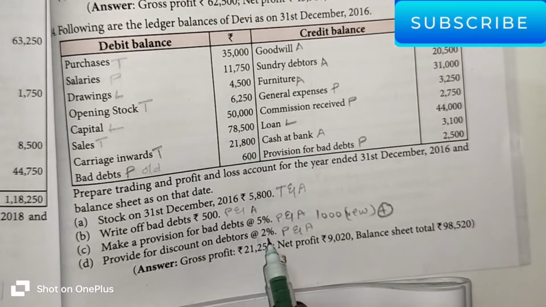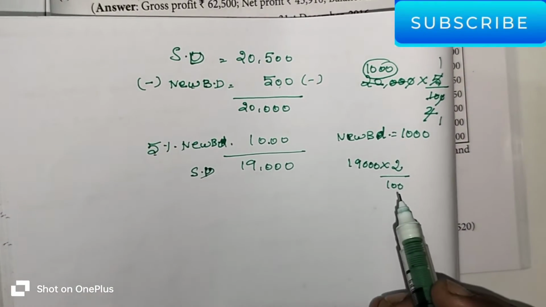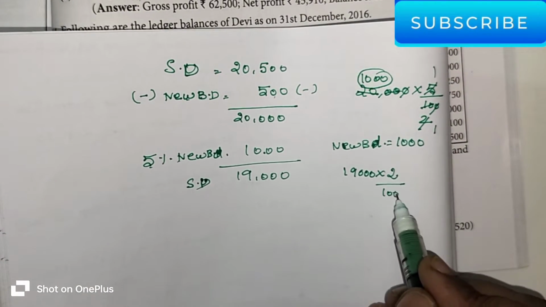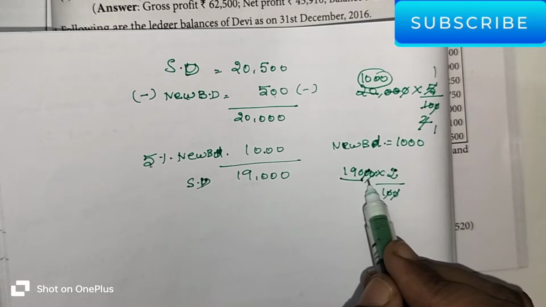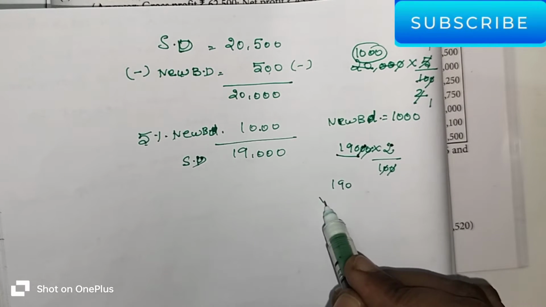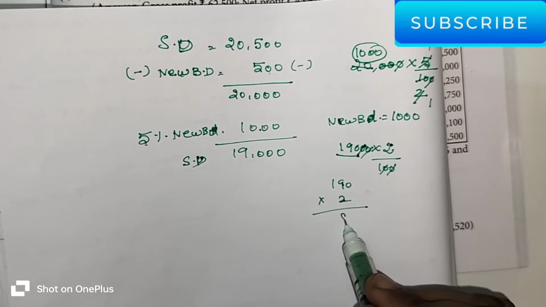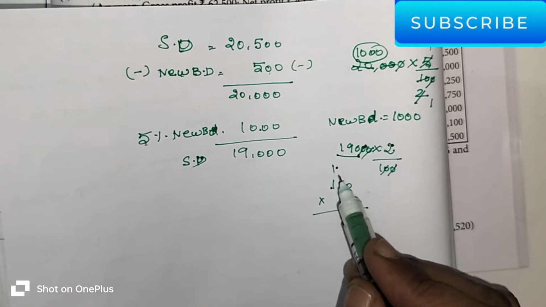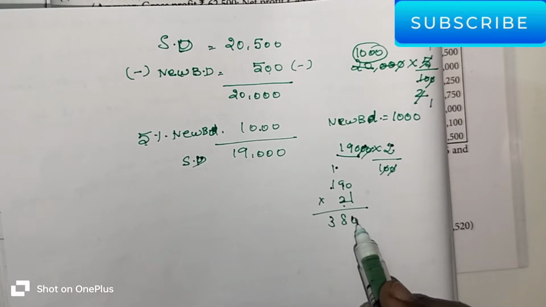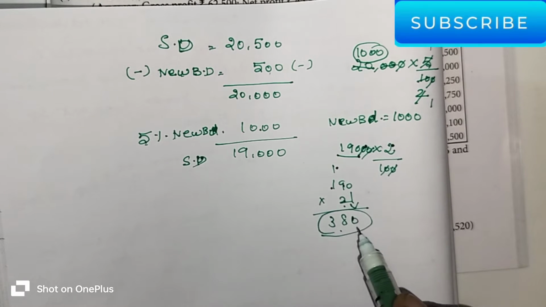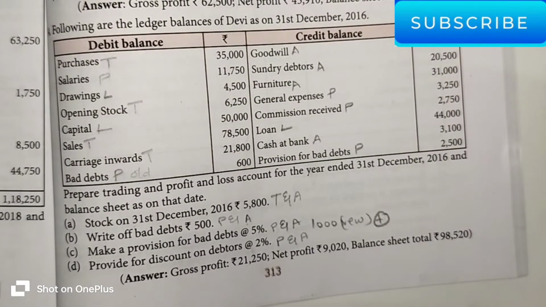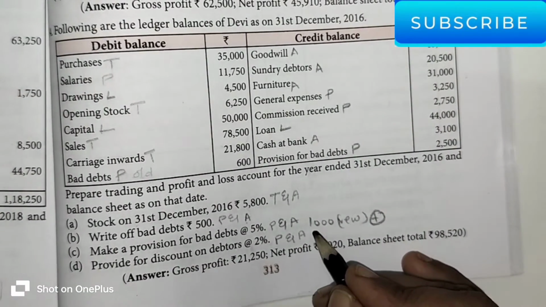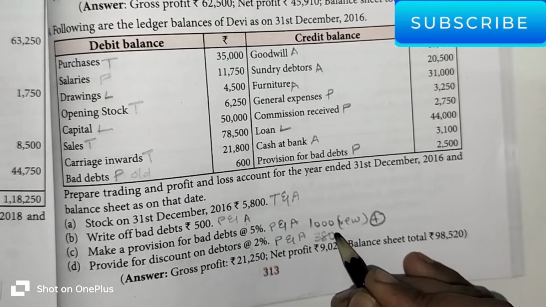At the rate of 2%, that means 2 by 100. Cancelling the zeros, we have 190 into 2. 2 9s are 18, remaining 1; 1 2 is 2 plus 1 is 3. The 0 is to be here. So how much do we have for the 2% discount on debtors? 380 rupees. We have to mark here 380 rupees for discount on debtors.